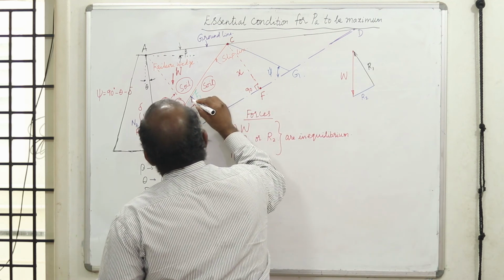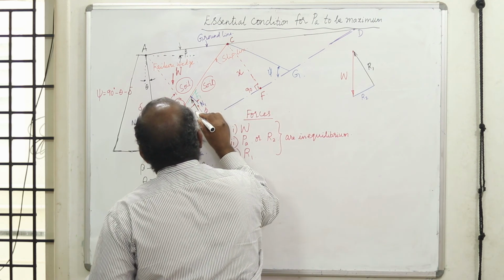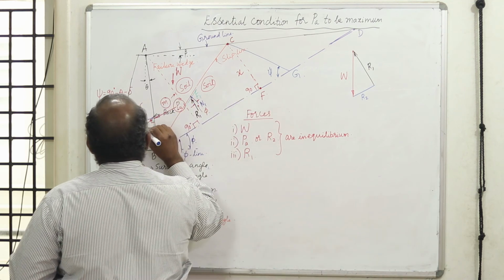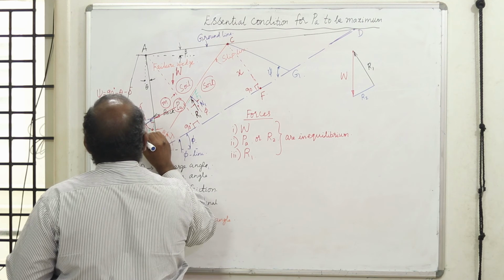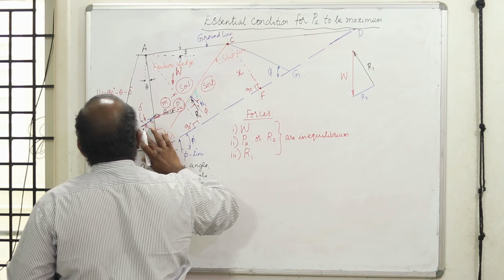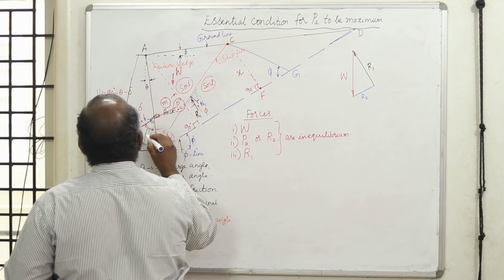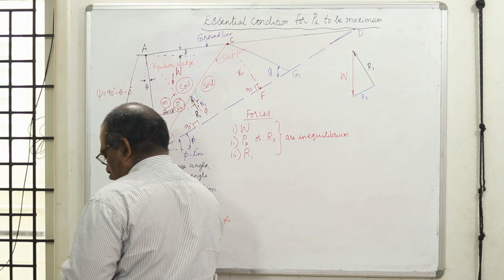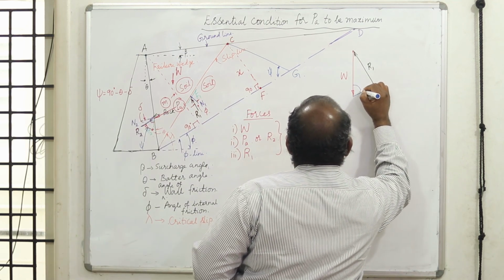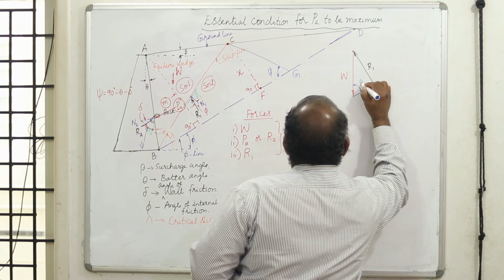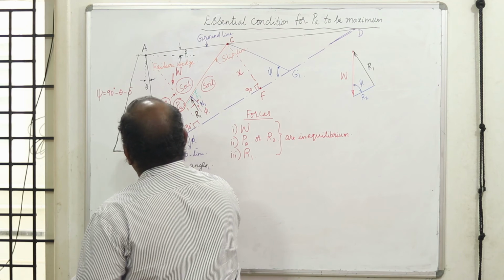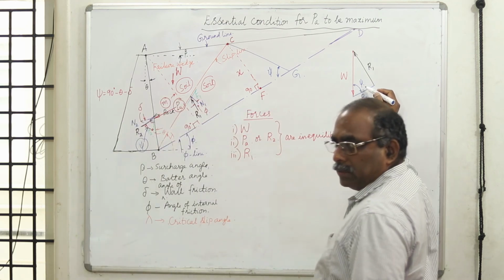I'll use the same color here so that you can get an understanding of what I'm trying to do. R2 is... Okay. Now what are the angles? Now this angle between W, which is a vertical... Now look here, this is the vertical, and R2, the angle is psi. Therefore, this angle is psi.